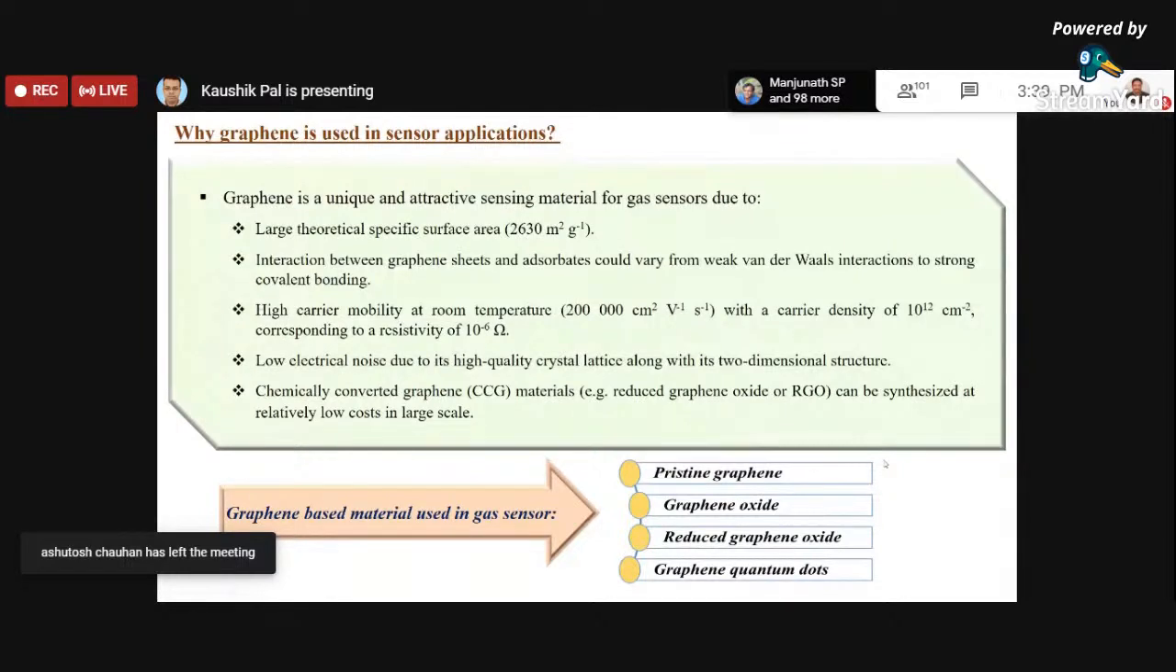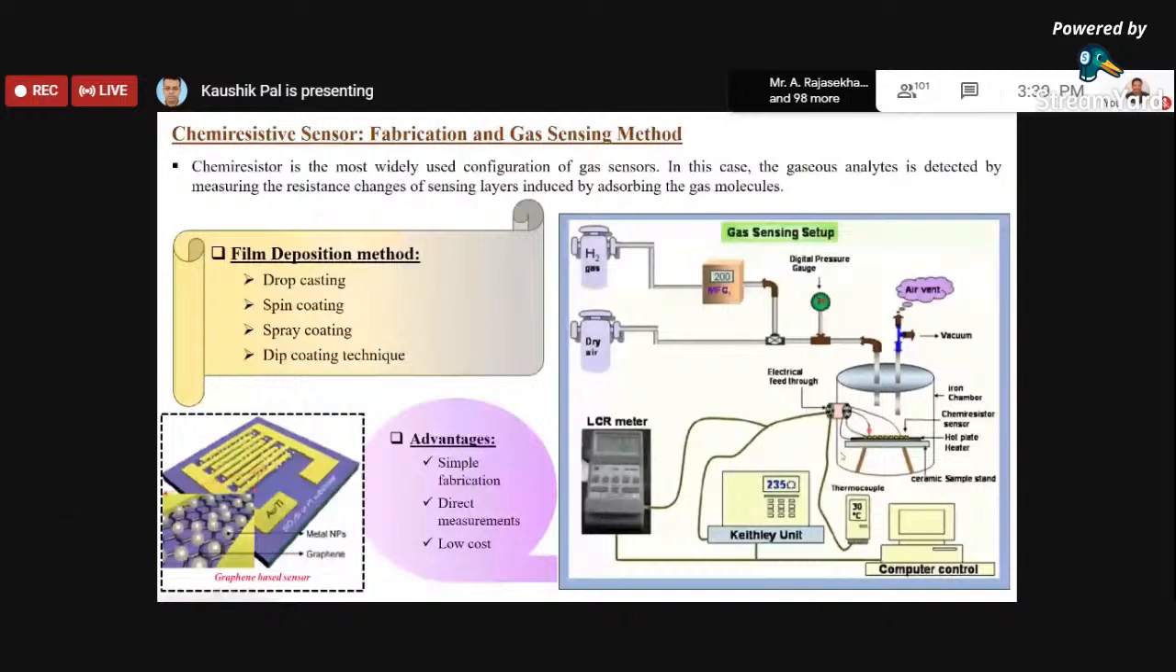So low electrical noise due to its high quality crystal lattice along with its two-dimensional structure. Chemically converted graphene, that is CCG, also known as reduced graphene oxide or RGO, can be synthesized at relatively low cost in large scale. So graphene-based materials used in gas sensors include pristine graphene, graphene oxides, reduced graphene oxides, and graphene quantum dots. Now, the chemi-resistive sensor, the fabrication and gas sensing methods.